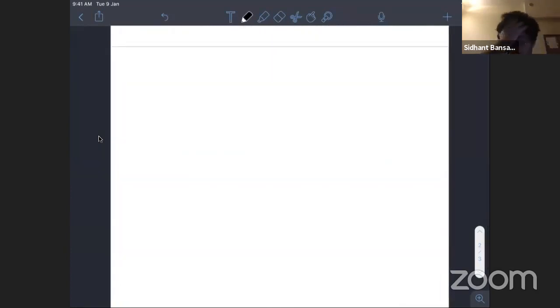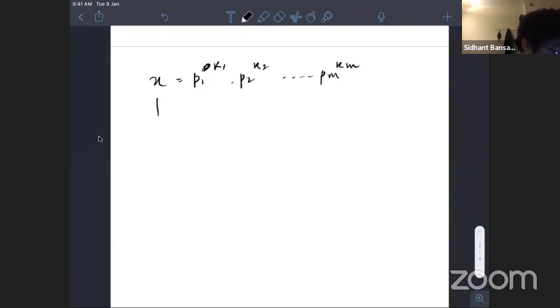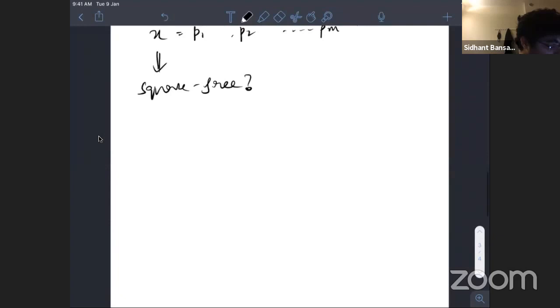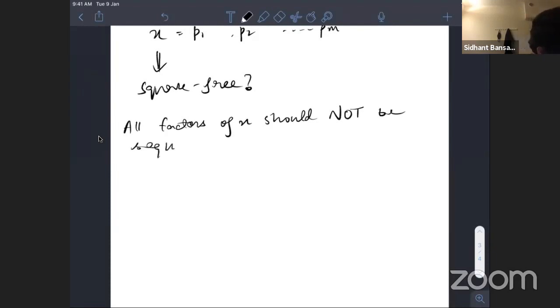Okay, so the next question was, is a number square free or not, right? So you have this number X, let's say, and its prime factorization is again P1 to the K1 times P2 to the K2 times up to PM to the KM, right? And you wanted to identify whether X is square free or not, right? And what was the definition of square free? That all factors of X should not be squares.